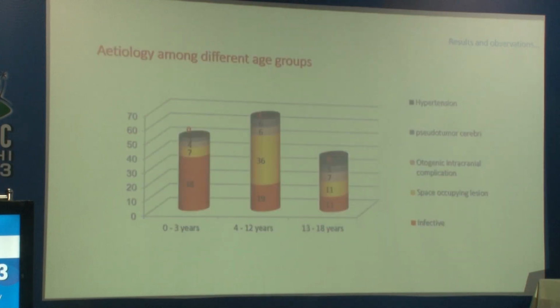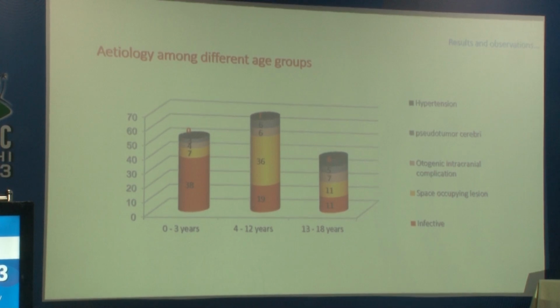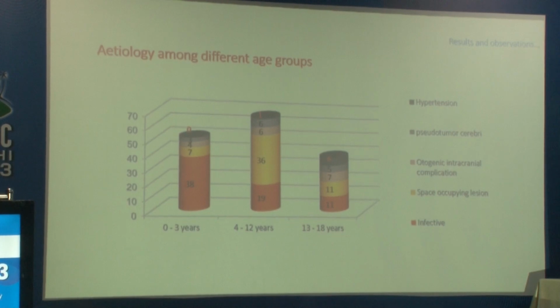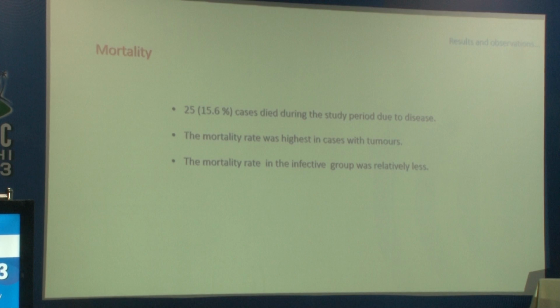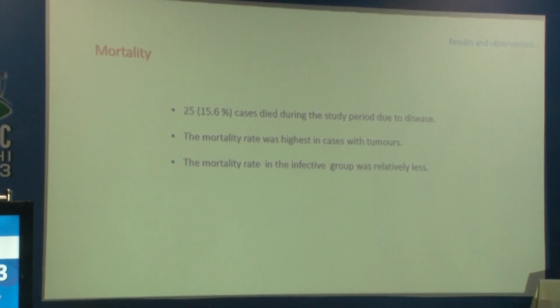While analyzing the various etiologies in different age groups, we saw that in 0 to 3 years, the most common etiology was infection. In the second group, space-occupying lesion was the most common etiology, whereas in the third group, the incidence of various etiologies was almost the same. Earliest regression of papilledema was seen at the age of 1 month. It was maximum in cases with infective origin. 25 cases died during the study period due to disease. The mortality rate was highest in cases with tumor, and in cases with infection, it was relatively less.